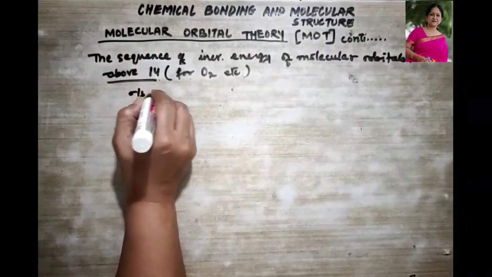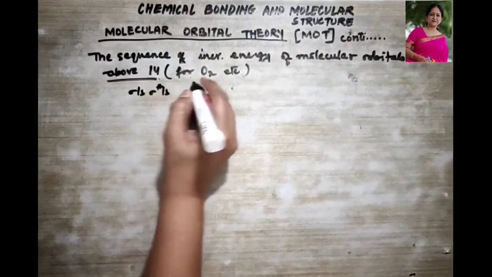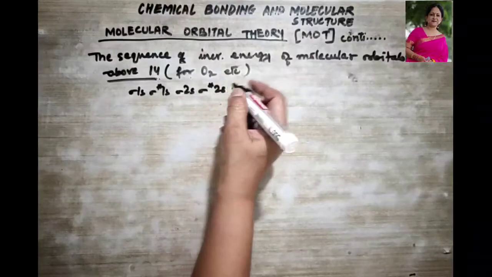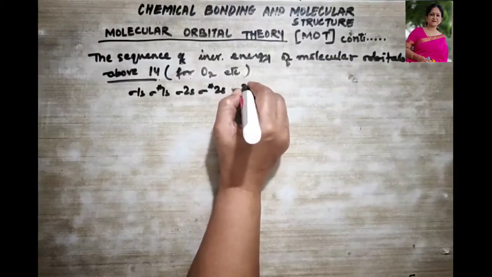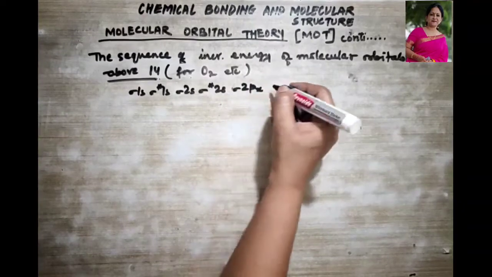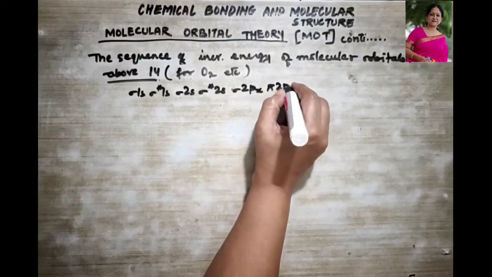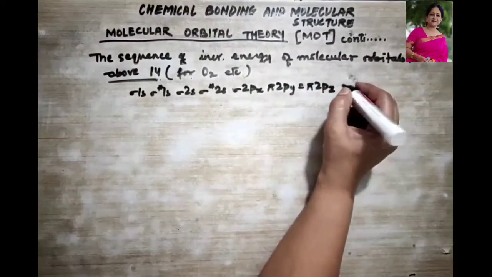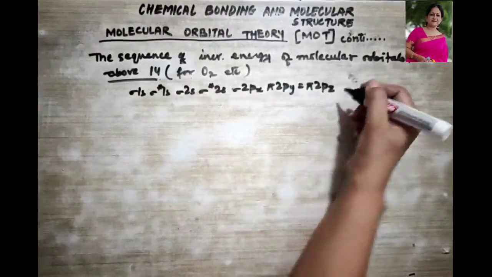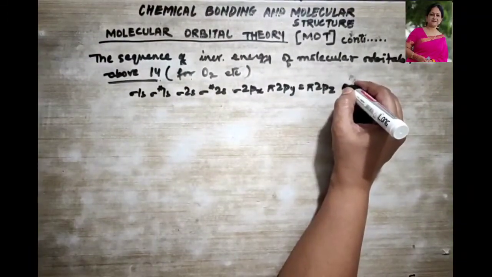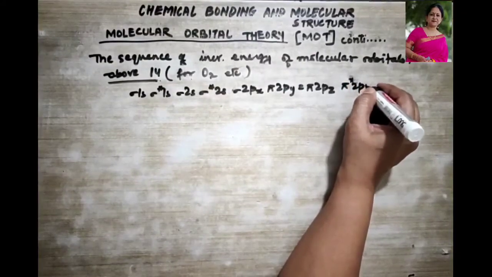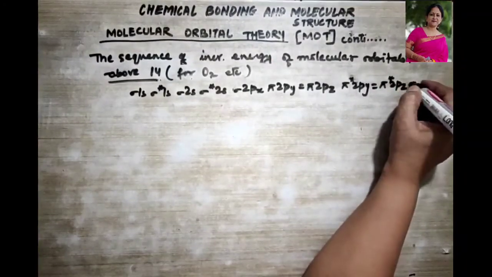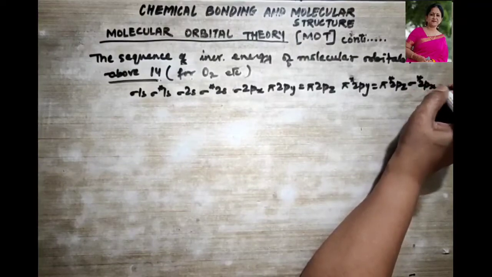We have sigma 1s, then antibonding sigma star 1s, then sigma 2s, antibonding sigma star 2s, then you have sigma 2px, then pi 2py, which is equal to pi 2pz, and then you have the antibonding of it. So antibonding is again pi star 2py equal to pi star 2pz, then antibonding sigma star 2px.